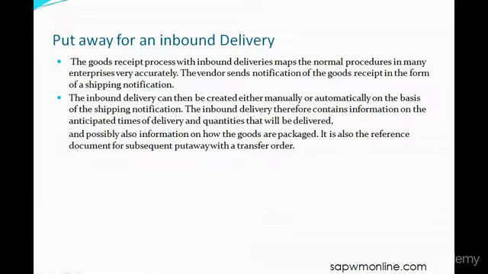So what are the salient features of this process? The goods receipt process with inbound deliveries maps the normal procedures in many enterprises very accurately. Typically in enterprises, once a vendor receives a purchase order from the organization, he would send a notification for the goods receipt in the form of a shipping notification. So the vendor would let the organization know when he would tentatively be sending the goods.